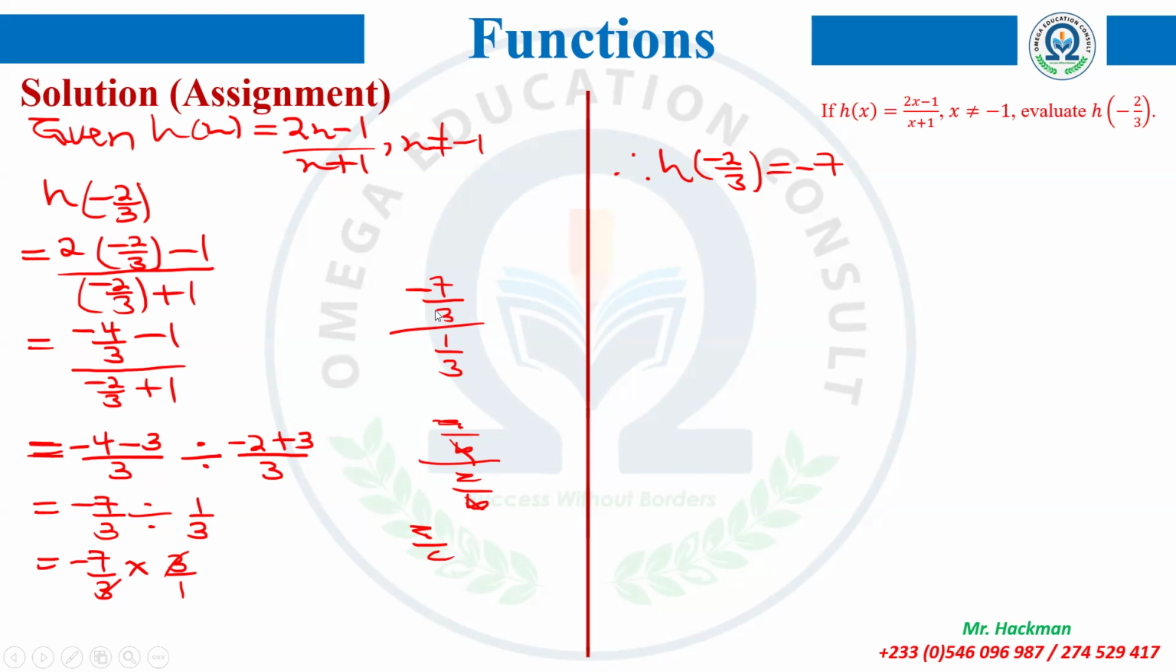So it means the 3 and the 3 here will cancel because they are the same. Then it will be left with the numerator. So it will be -7 over the numerator here, 2 over 1, which will give you -7. Is my point well made?